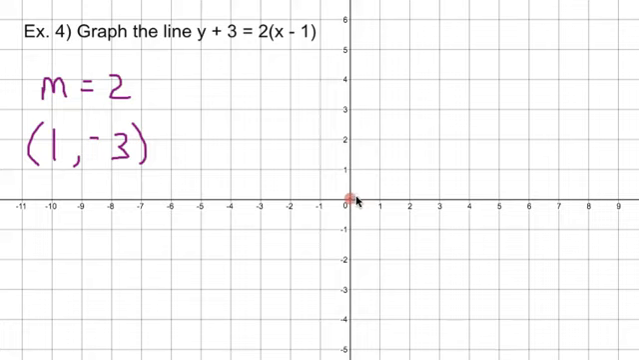So the point that I want to graph first is 1, -3, and my slope is 2, which I can change to 2 over 1, which means I'm going to have my y value change by 2, my x value change by 1. This now gives me a second point, and I can graph the line.